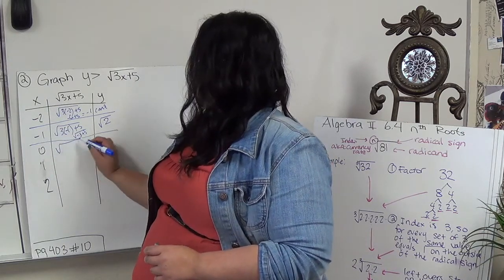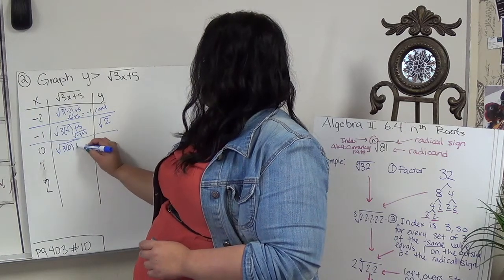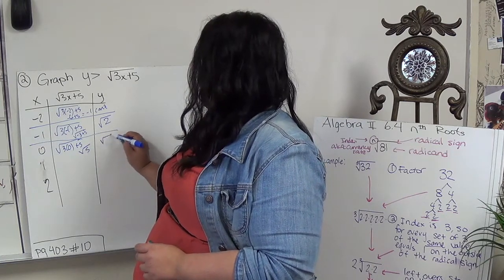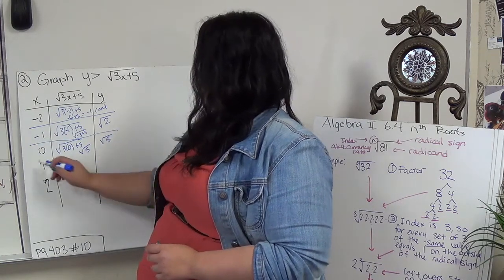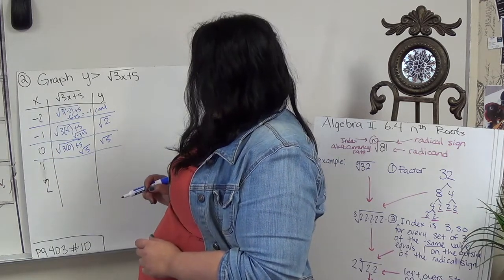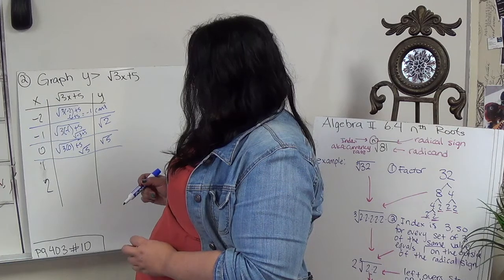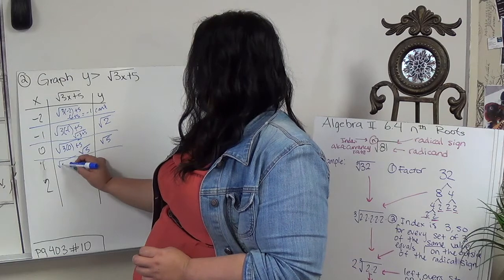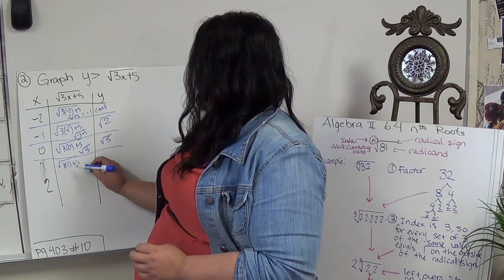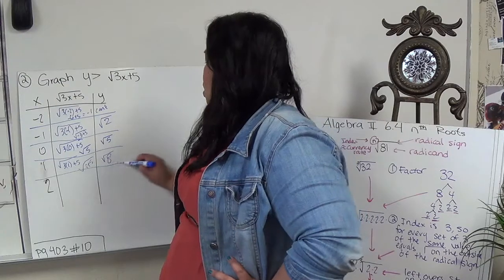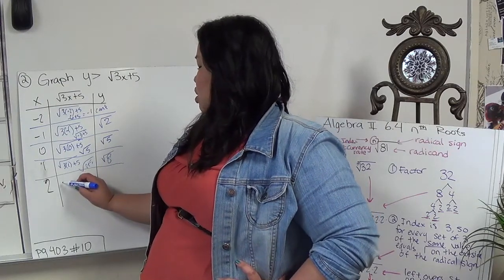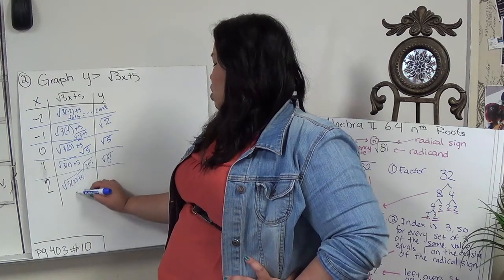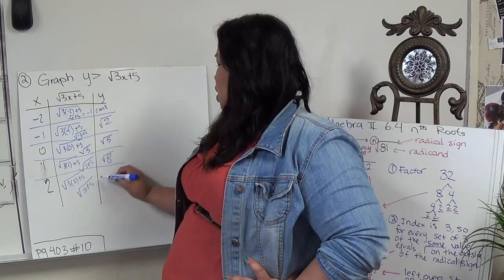I do square root of 3 times 0 plus 5 equals square root of 5, right? Because 0 plus 5. Then square root of 3 times 1 plus 5 is square root of 8. And then the last one is square root of 3 times 2 plus 5, which is the square root of 6 plus 5, which is square root of 11.